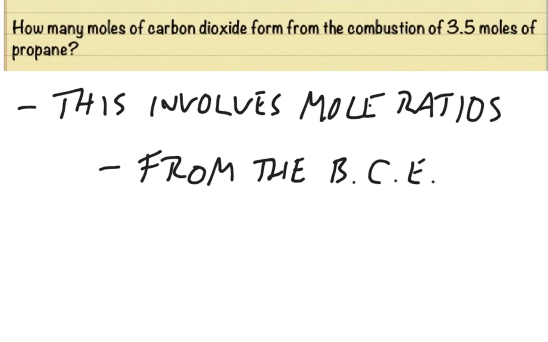So here's an example problem, the very simplest type of problem. It's called a mole-to-mole problem because the unit that we're starting with is 3.5 moles of propane, and we're going to moles of a different substance, carbon dioxide in this case. Because we're going from one substance to a different substance, we're going to be using something called a mole ratio. A mole ratio is the ratio between the number of moles of any 2 substances in a balanced chemical equation. And this is the tool that we're going to use to convert from one substance to a different substance.